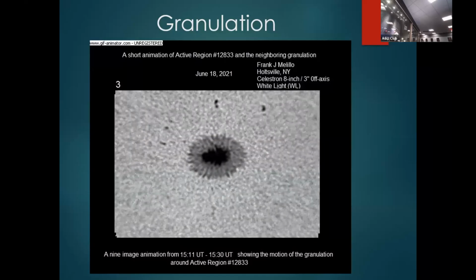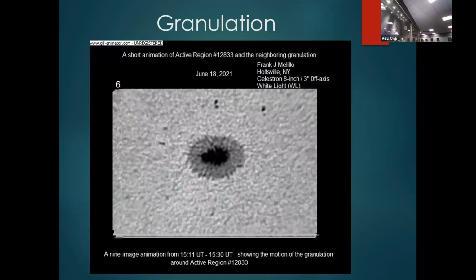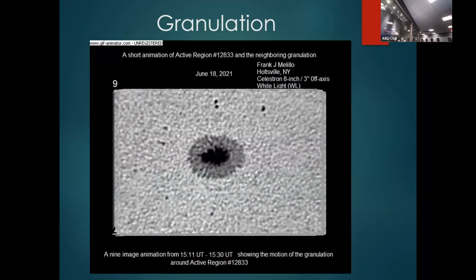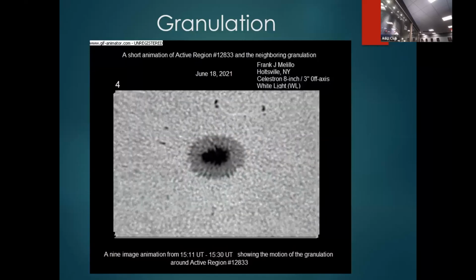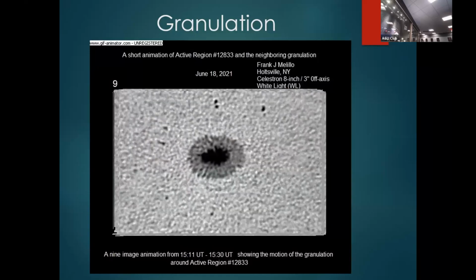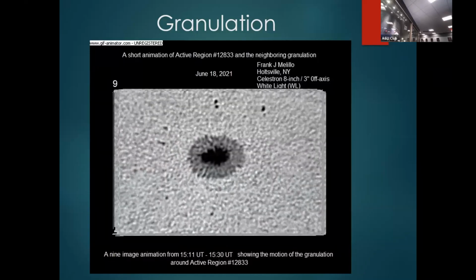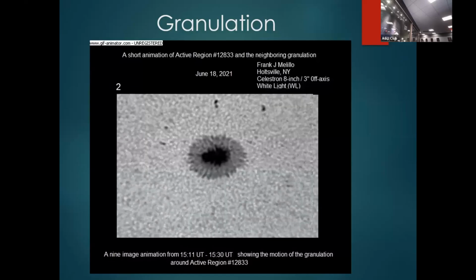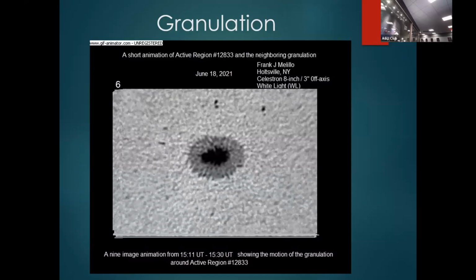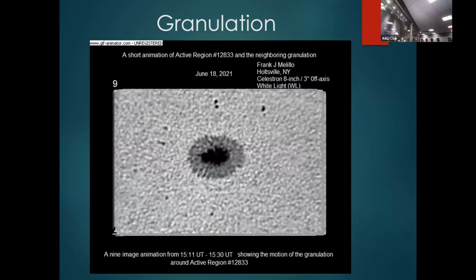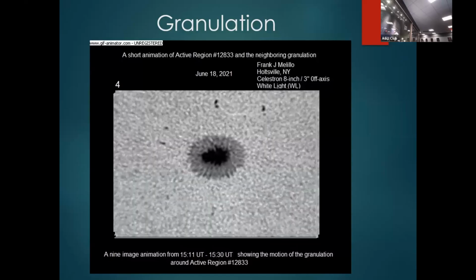Now this is the umbra, and this is the penumbra, and this is all fibrils in here. You can see it's moving out here and mingled with the outer part of the sunspot, and you can see the motion. This consists of 9 images from 1511 to 1530, so you're talking about almost 20 minutes. This is a 20-minute shot at 9 images. As you can see, everything is pulling out here. So as you can see the motion.